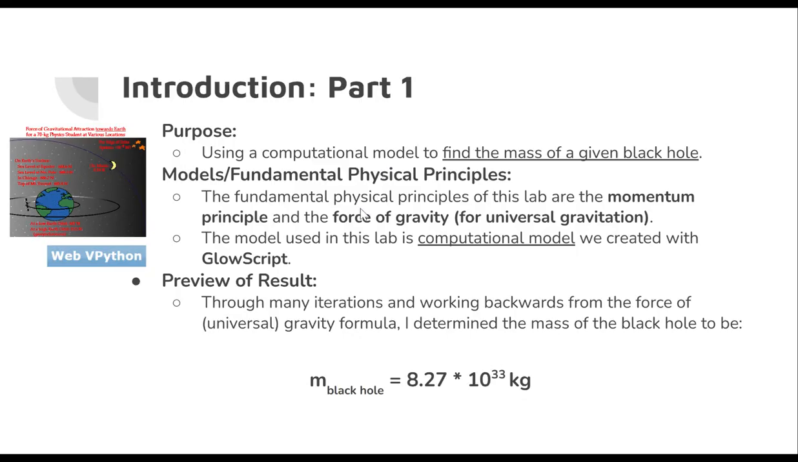The models and fundamental physical principles used in this lab are the momentum principle, otherwise known as Newton's second law, and the force of gravity for universal gravitation. The model we're using is GlowScript, and the preview result is that I got the mass of the black hole to be 8.27 times 10 to the 33 kilograms.